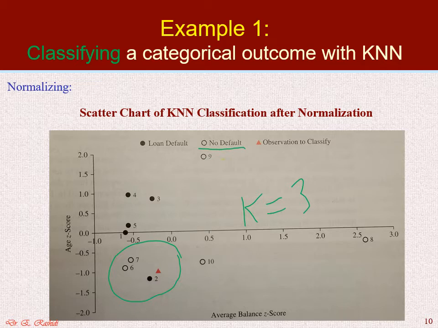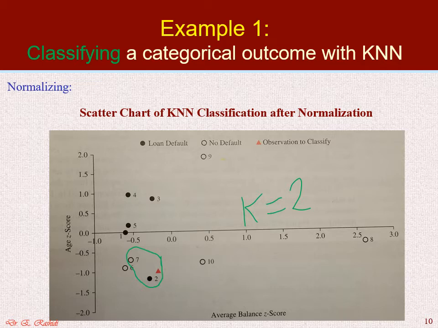But sometimes it can be challenging. For example, if k is equal to 2, if we only had to use two neighbors here, then the closest observations to our new observation are data point 2 and data point 7. So here we don't have a majority vote. 50% are loan default and 50% are no default.